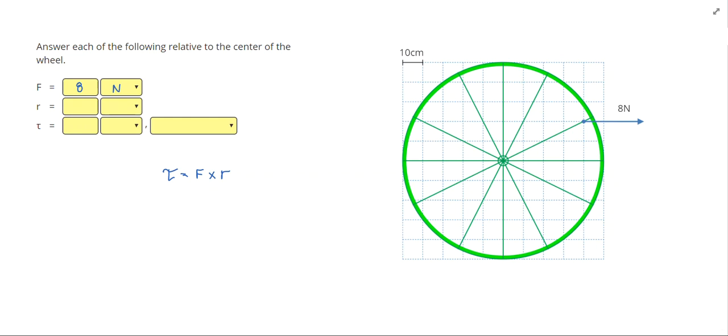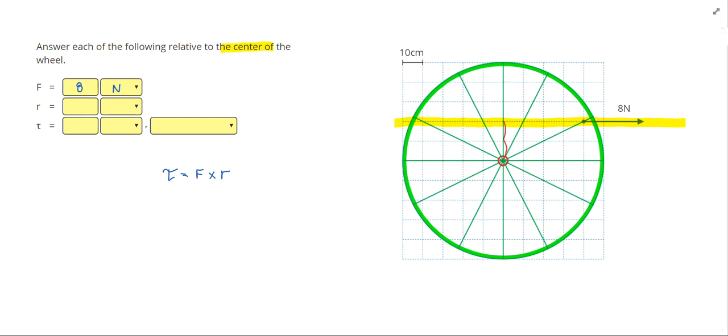To figure out our radius, we always have to count from somewhere, and this problem says we want to answer each question relative to the center of the wheel. So here's the center of the wheel, and we need to count the radius. The radius has to be measured perpendicular to the force. So the best way to do this is draw something called the line of action. The line of action is the line that goes directly through the force. We're not going to count from the center to the force itself, but to the line of action. So the radius will be measured this way.